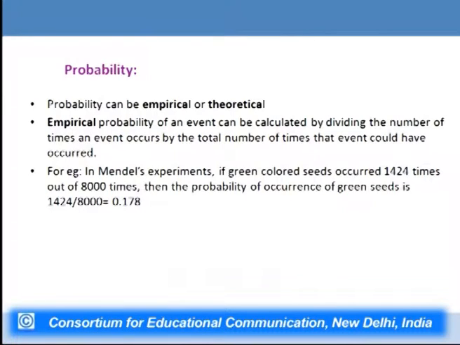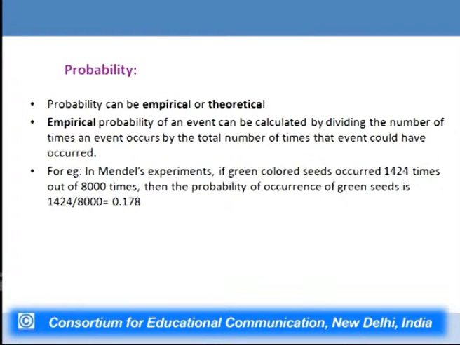For example, in Mendel's experiment, if green colored seeds occurred 1424 times out of 8000 times, then the probability of occurrence of green seeds is 1424 divided by 8000 which equals 0.178. So the probability of occurrence of green seeds in Mendel's experiment is 0.178. So basically empirical probability is dividing the number of times the event has occurred by the number of times that event could have occurred.